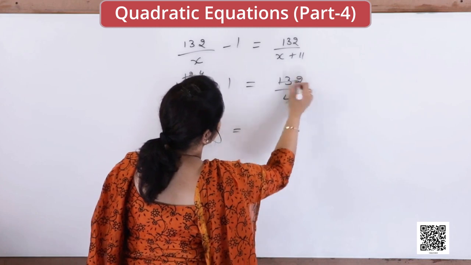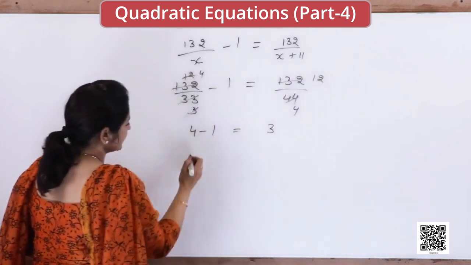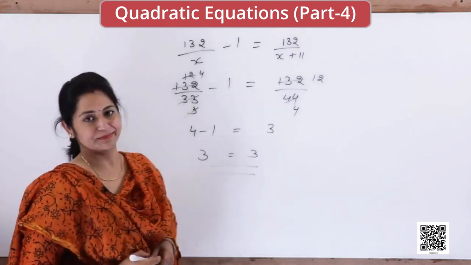Now, 11 4s are 44 and here I will have 12. 12 upon 4 is 3. 4 minus 1, that is 3, is equal to 3. Thus, our answer is correct.